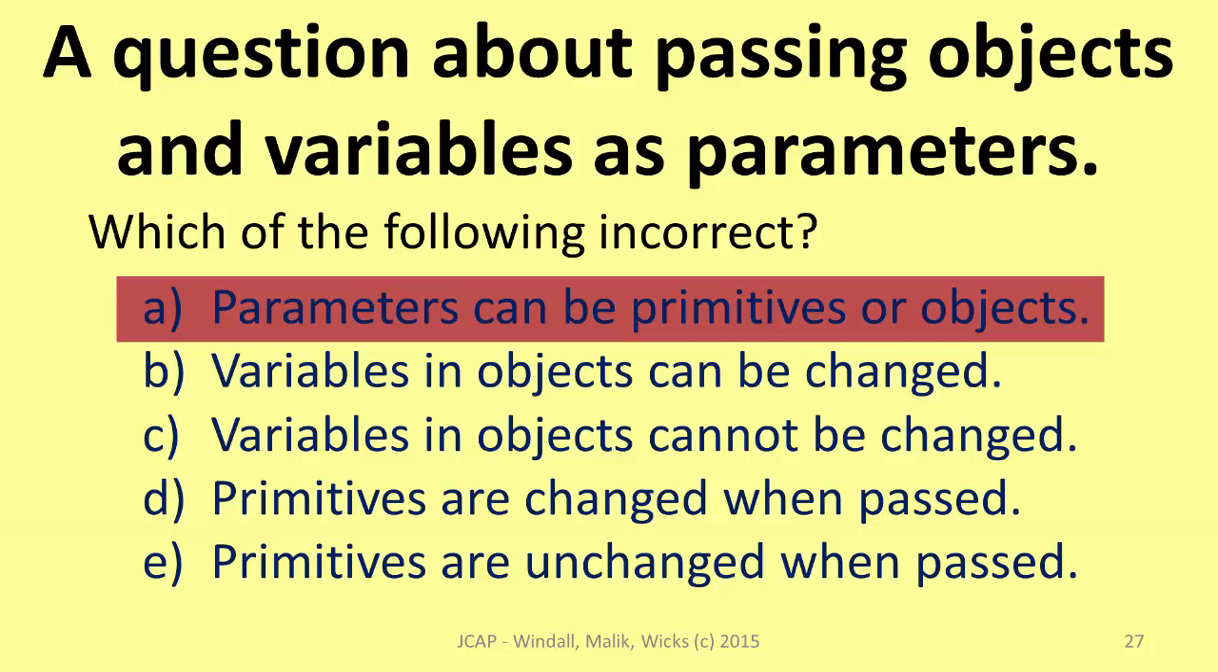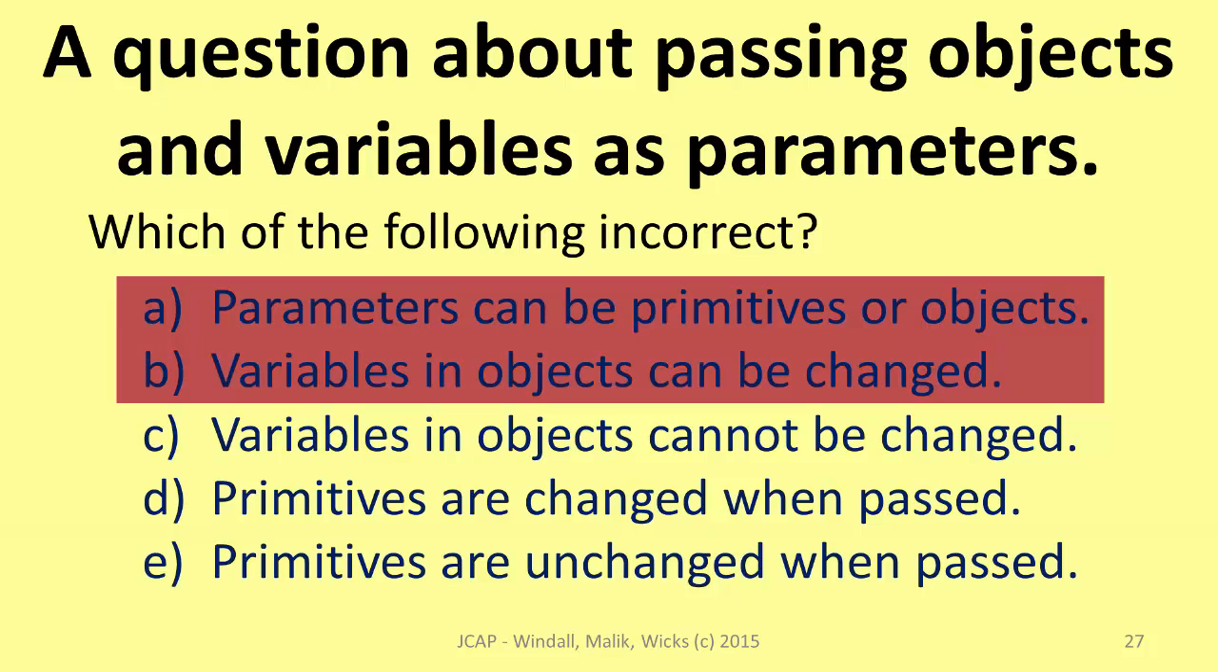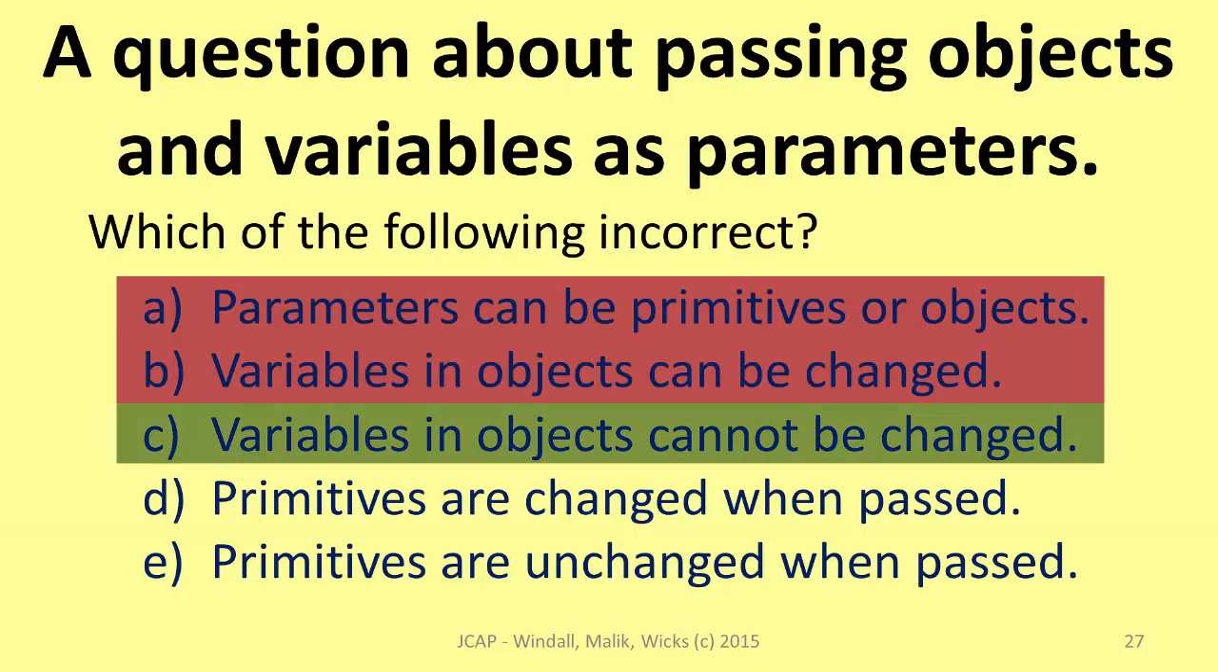Again, we're looking for the incorrect answers, and since parameters can be primitives or objects, that is correct, and we don't tick it because we're looking for the incorrect ones. It's another one of those trick questions. Variables in objects can be changed. That's true. If we pass an object to a method, the variables within that object can be changed. So we don't tick that. However, variables in objects cannot be changed is incorrect. Therefore we tick it.